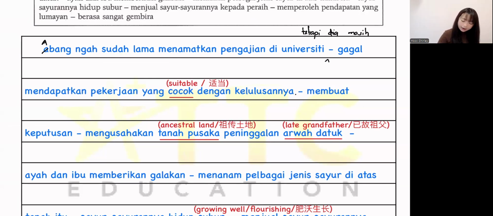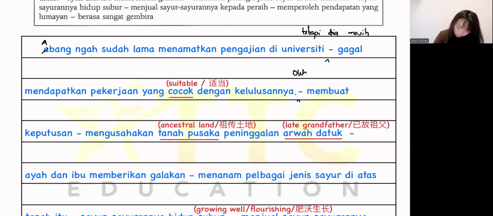Okay, so make sure that in between every dash, you have the tanda baca or words added in. You will need to have the words added in. So, membuat keputusan mengusahakan tanah pusaka peninggalan atuk. Siapakah yang membuat keputusan? So, who made the decision? Who is the character here? Abang Ngah. So of course, it's Abang Ngah who made the decision.